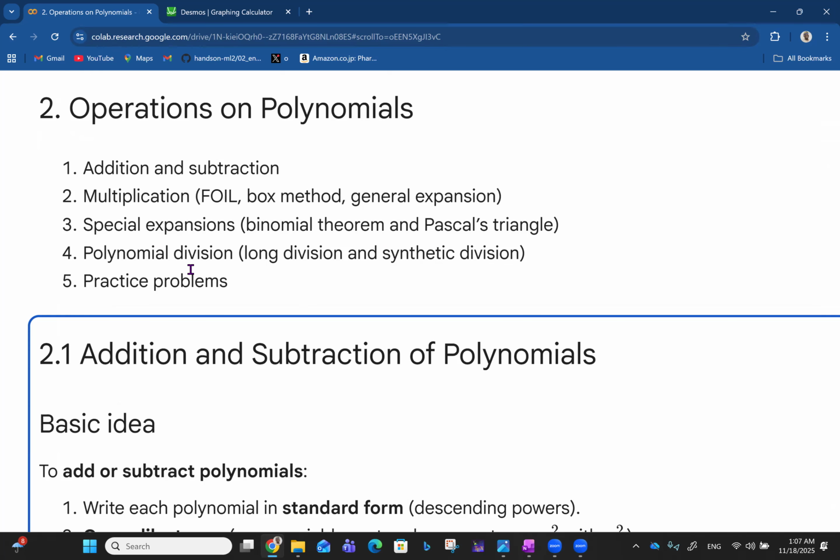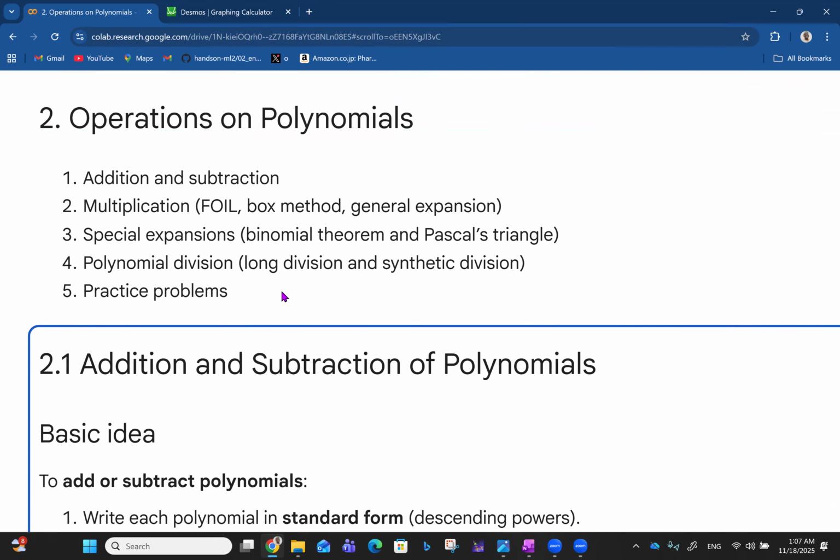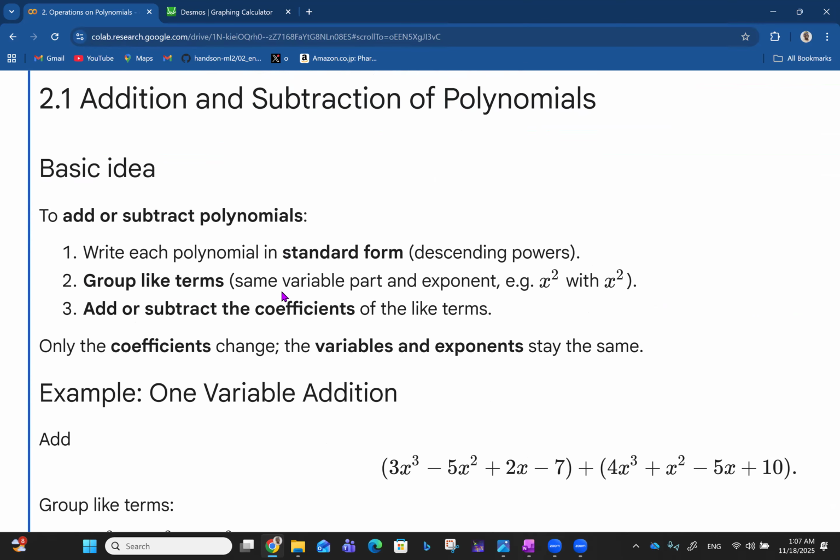Then we talk about polynomial division, which I want to emphasize a lot. In this particular video, I will just start the polynomial division, but in the next video, I'm going to really take a deep dive into it. I think it deserves a separate video, so watch out for that. Then, of course, as usual, we'll have some practice problems. So let's go ahead and talk about addition and subtraction of polynomials.